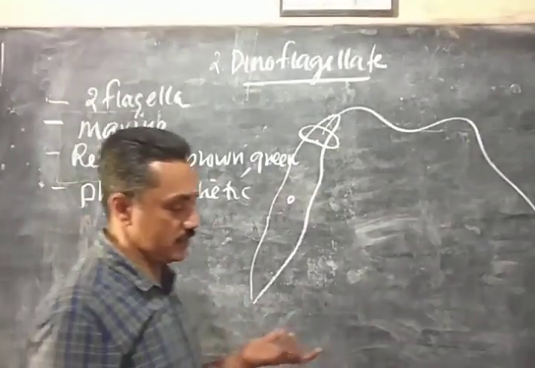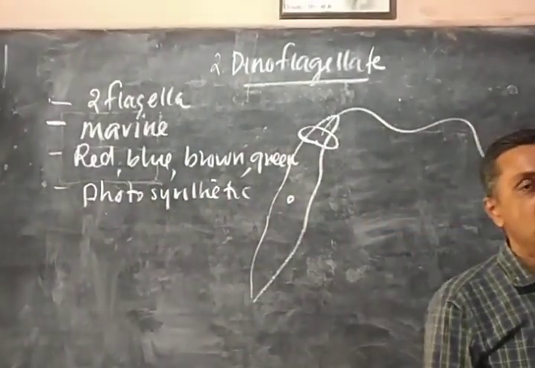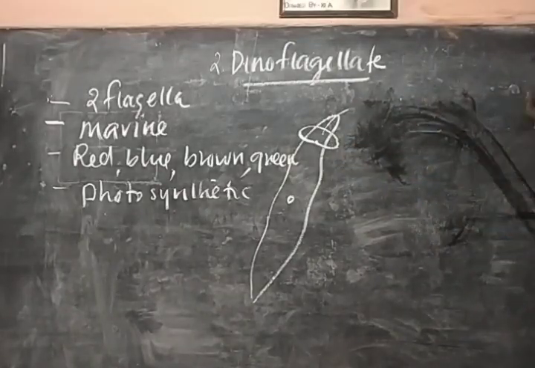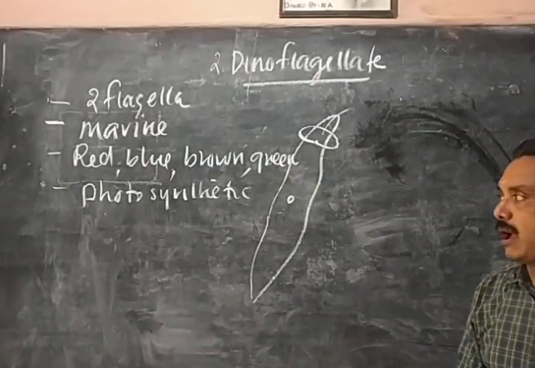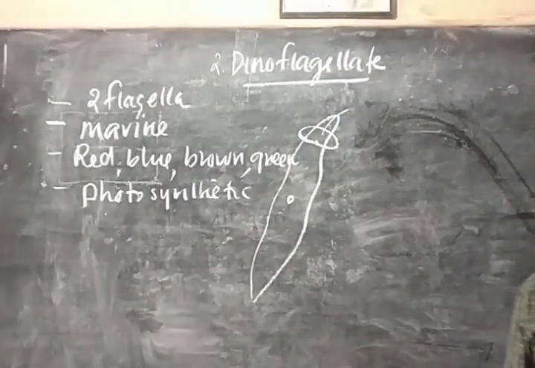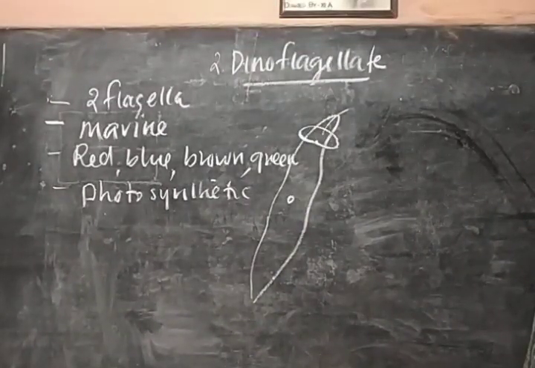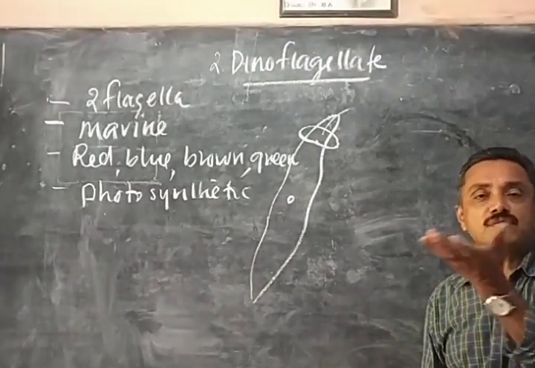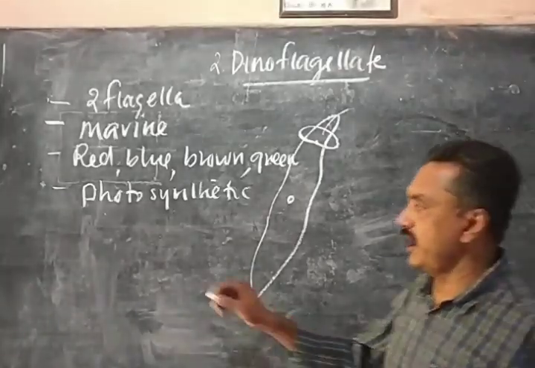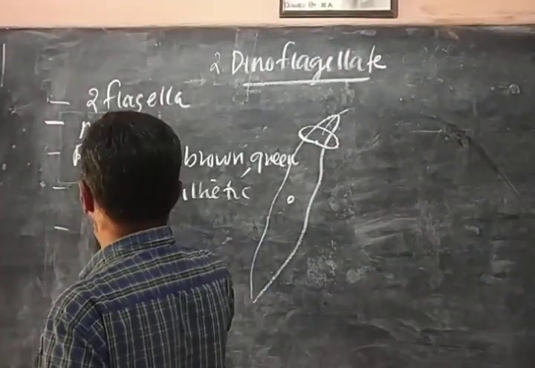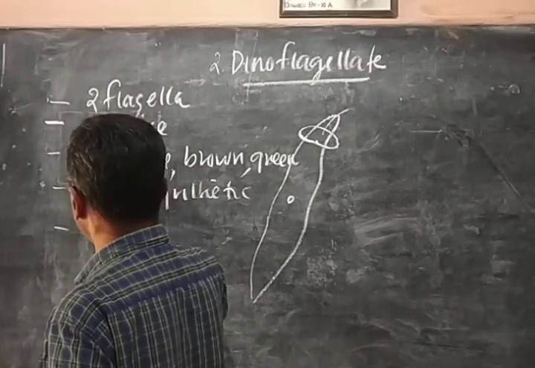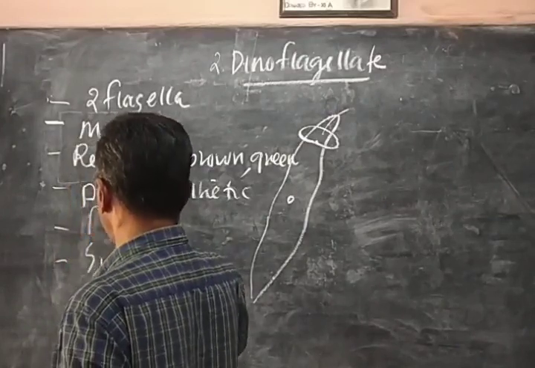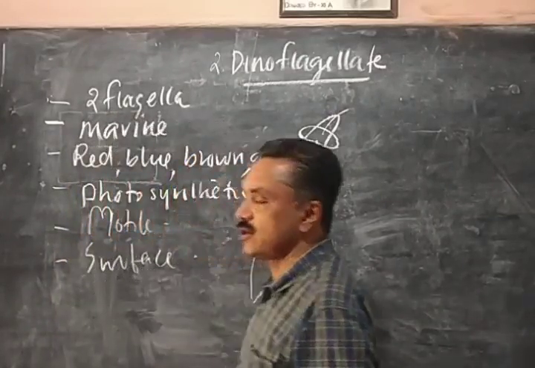They are autotrophic organisms. So dinoflagellates are like that: two flagella, and they are photosynthetic organisms. Different colors are available: red, blue, brown, green. These organisms are usually present at the surface of the ocean, floating there. They are motile, moving with the flagella, and they remain on the surface of the water.